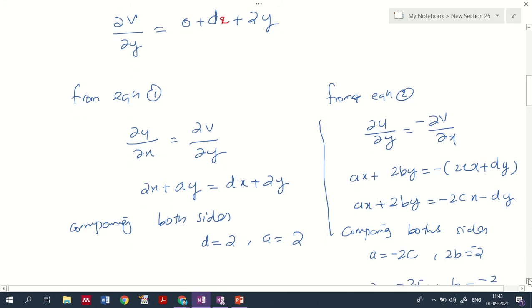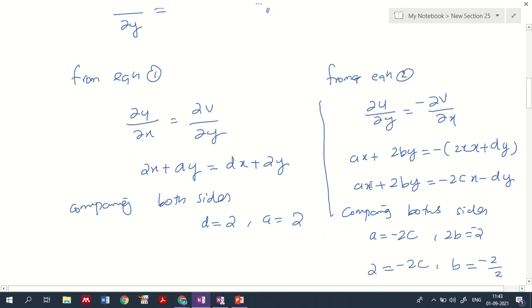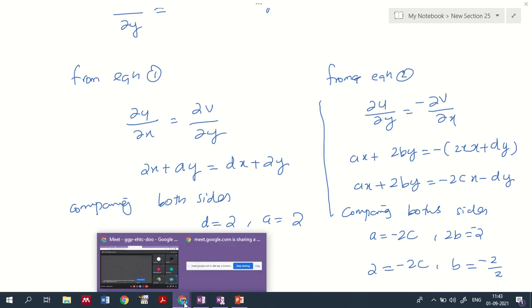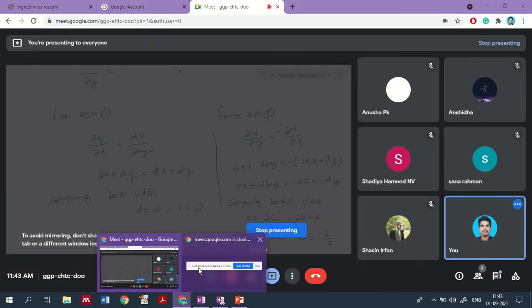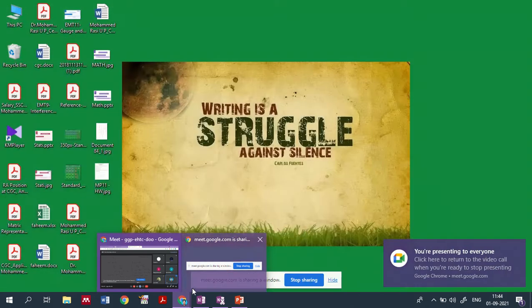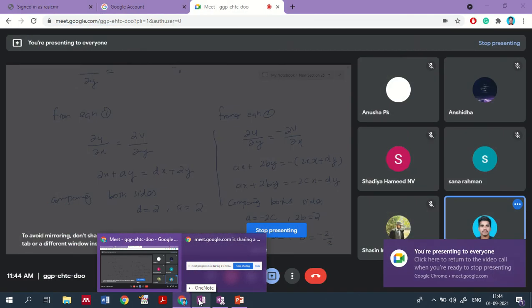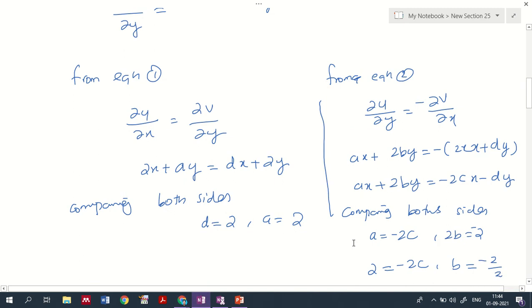Now like the earlier cases, here also I compare the coefficient of x on the right hand side and left hand side, and the coefficient of y on the right hand side and left hand side. Then I will be getting a equal to what? a equal to minus 2c. So a equal to minus 2c by comparing both sides, and 2b, that is the coefficient corresponding to y, is equal to minus d.